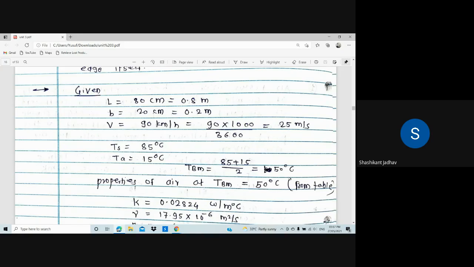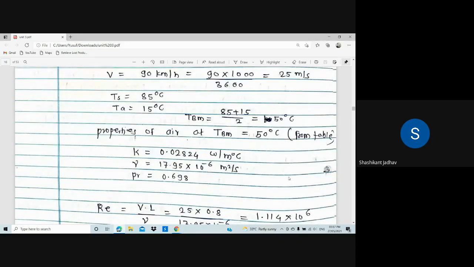Okay. So first of all, we have to calculate the mean temperature, because first of all, we don't know the values of the properties of the air.